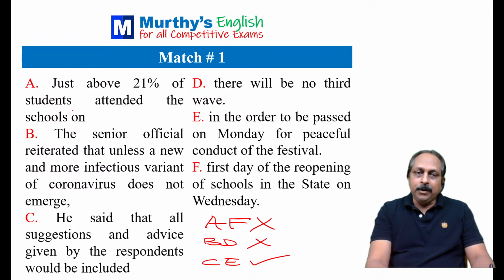Just about 21% of students attended the schools on the first day. You have to use "the first day of the reopening of schools in the state on Wednesday." The is missing. Before ordinal numbers, we have to use the first, the second, the third. The senior official reiterated that unless is a negative word, you cannot use another negative expression in the same clause. "Unless a new and more infectious variant of coronavirus is not emerges" is not correct.